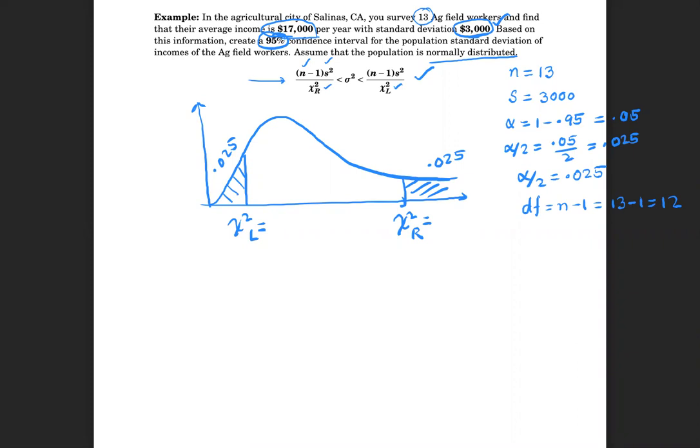Now we have all the things that we need in order to solve the problem, except these two values, this one and this one. We go back to our tables, okay? Pay closer attention. First time around, if it didn't make sense to you, it will start to make sense this time around. So let's look at the table.